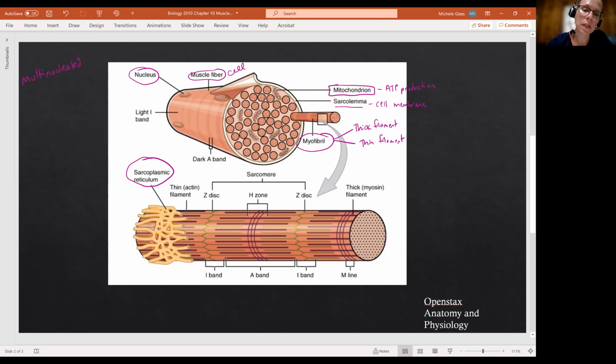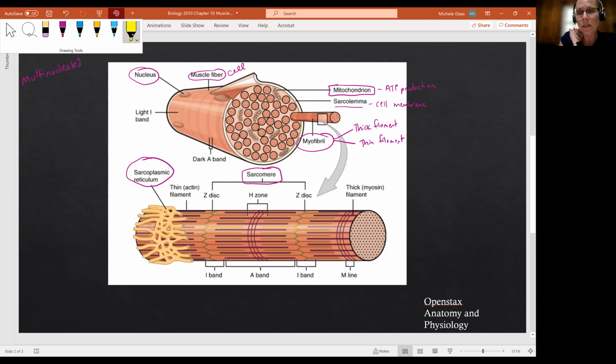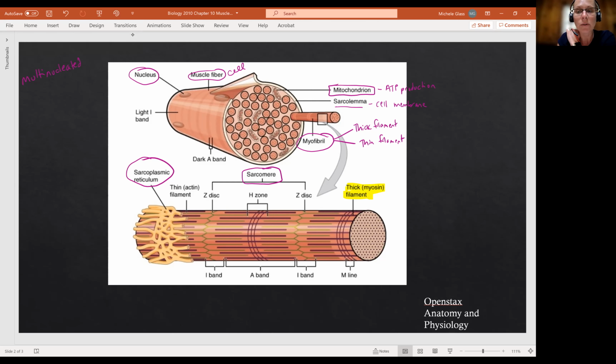And I mentioned already that your myofibril is organized into units called sarcomeres. We're going to do a whole video on sarcomeres, so we'll be able to interpret this picture a little bit better in the future. Let me go ahead and point out here that in our diagram, I mentioned your myofibril is composed of your thick filament and your thin filament. And this diagram helps us understand that the thick filament is composed primarily of the protein myosin, and the thin filament is composed primarily of the protein actin.